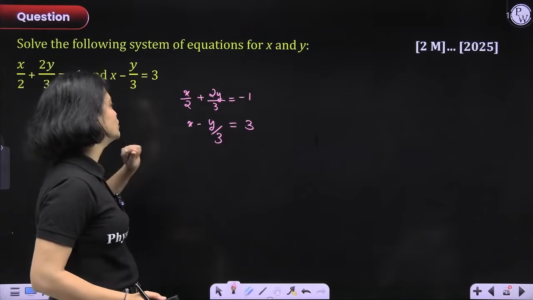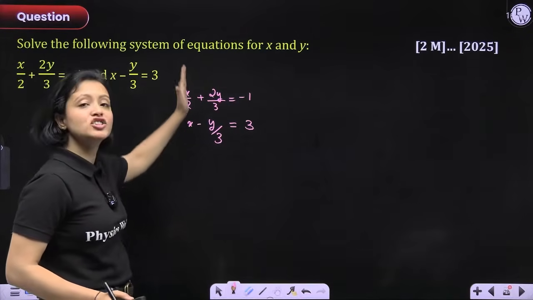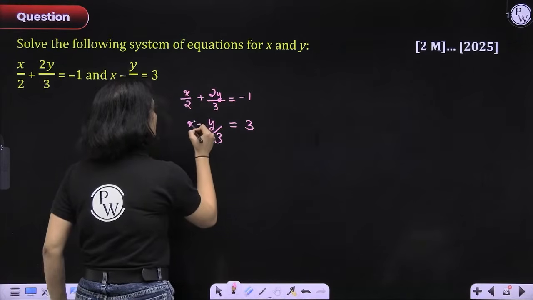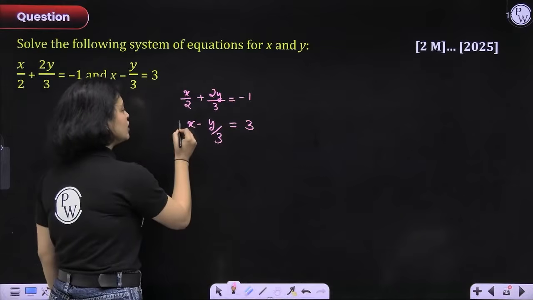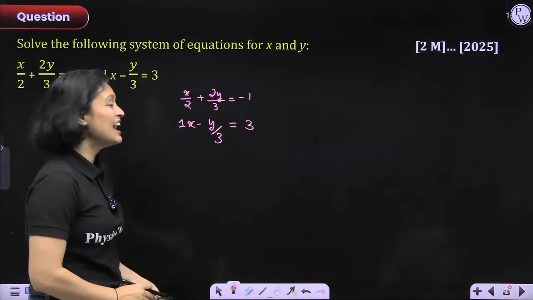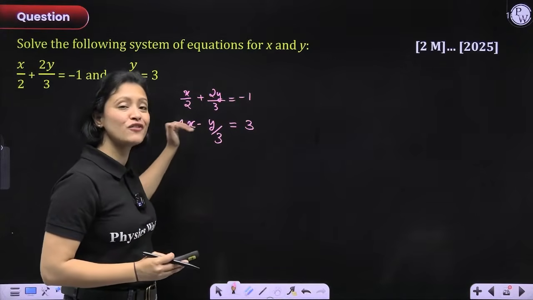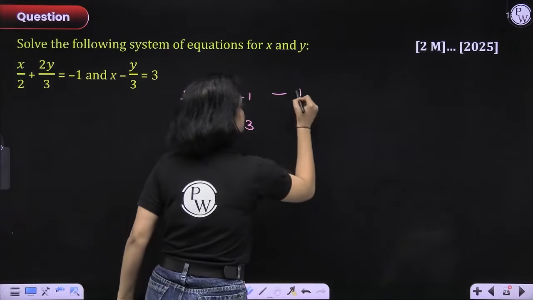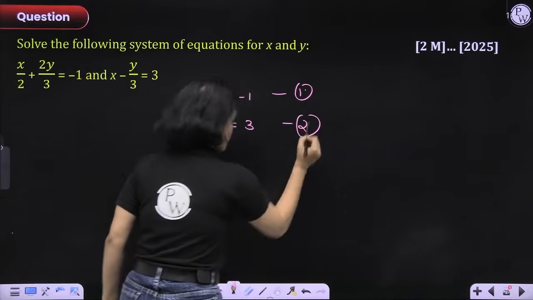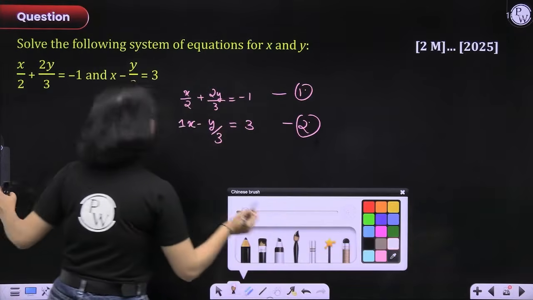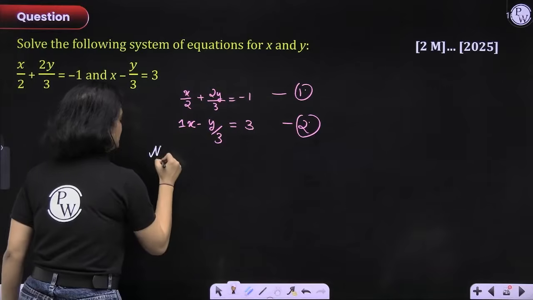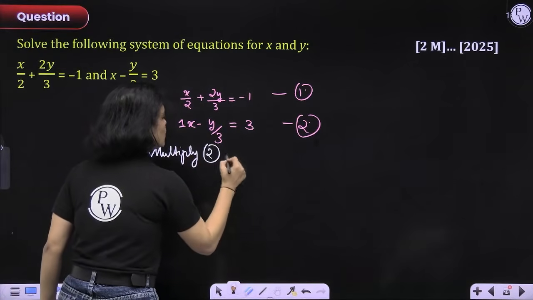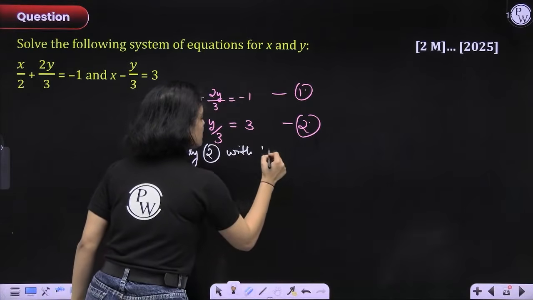Here I am going to make the coefficient of x the same. Why? Because it's very simple. See, here we have the coefficient of x as 1 by 2. Here the coefficient is 1, right? Now think about it. How can I make the coefficient of x 1 by 2? Let me just say this is equation 1, this is equation 2. So what I can do is multiply equation number 2 with 1 by 2.